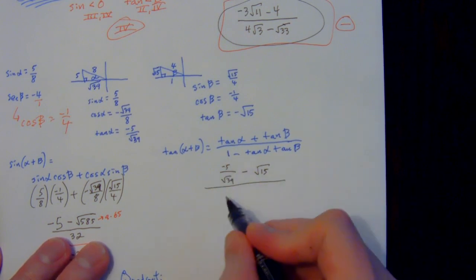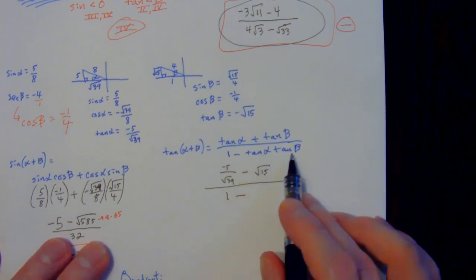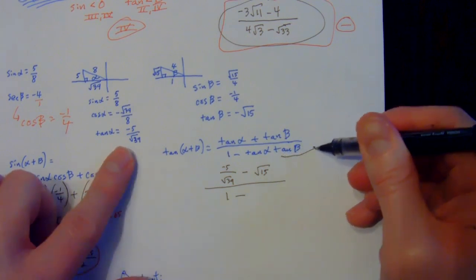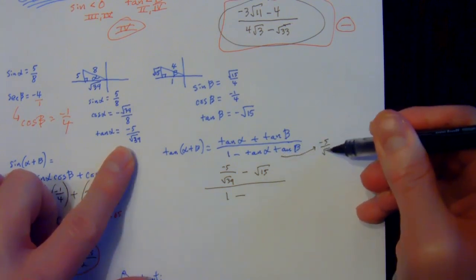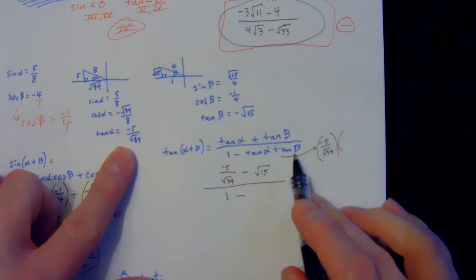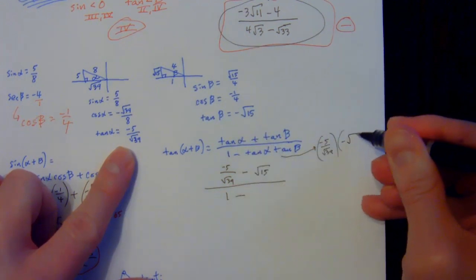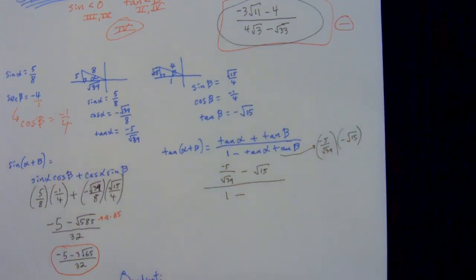And on the bottom, we have 1 minus. Now, when I do tan alpha, tan beta, that part's going to be -5 over radical 39. And then you're multiplying it by the tan beta, which is negative radical 15. This looks funky, all right? But we can handle this, all right? Just stay focused here.